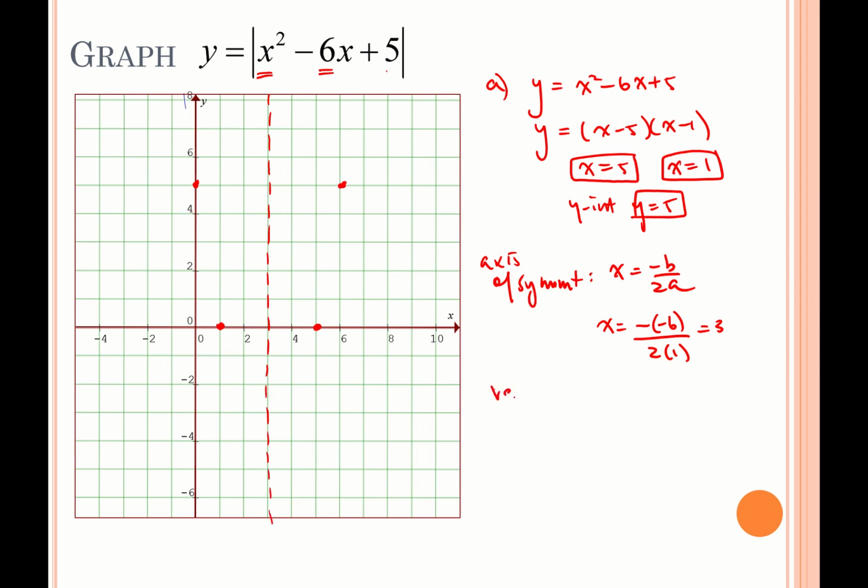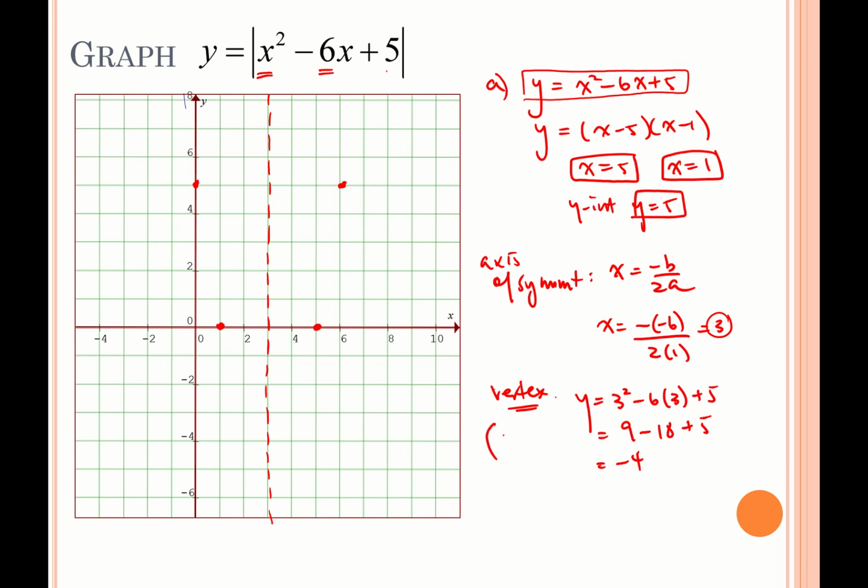And then if you want to find your vertex, you plug 3 into your original equation over here. So y equals 3 squared minus 6 times 3 plus 5, and you'll get 9 minus 18 plus 5. So you do the math. 9 minus 18 is negative 9, plus 5 is negative 4. So therefore your vertex will just be 3 comma negative 4. So 3, 1, 2, 3, 4. Alright, so your parabola will look something like this. I'll do a better job graphing this out. It comes down and then goes back up like that. Okay, there's the original parabola without the absolute value sign.